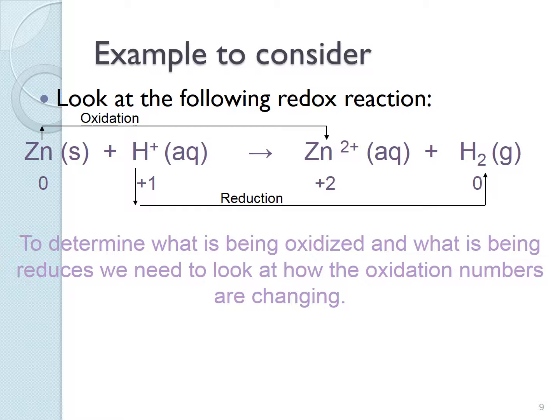So zinc by itself with no charge has a 0 oxidation number. Hydrogen is going to equal its +1 charge because it has a charge of +1. Zinc is a +2 on the right-hand side of the arrow, and hydrogen, because it's elemental hydrogen gas, is 0. So the zinc has gone from 0 to +2, so that means it's been oxidized. The hydrogen has gone from +1 to 0, which means it's been reduced.